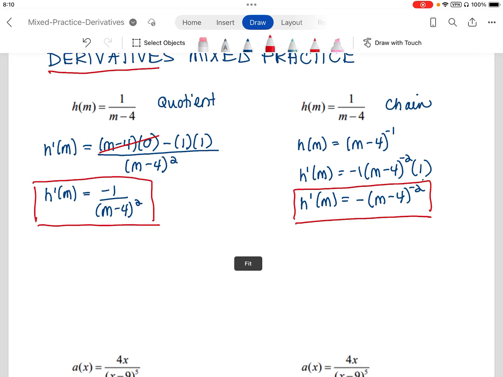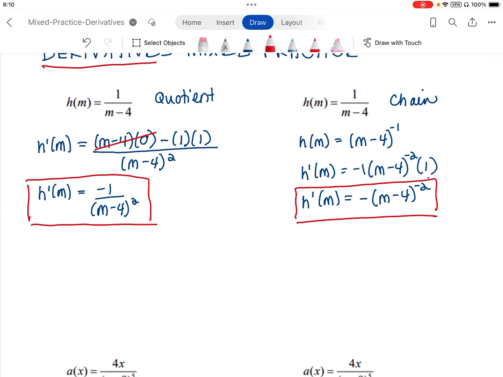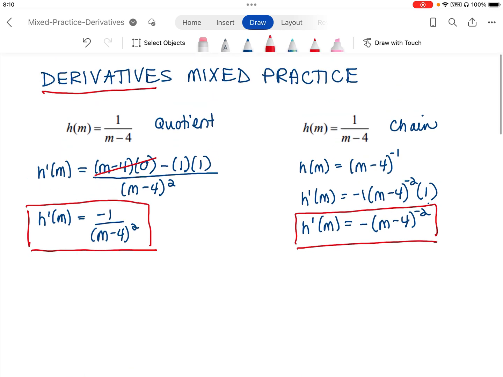Okay, so looking at these two, they are equivalent to each other, right? They look a little different, but if you really think about simplifying out the negative exponent, they are the same. Okay, so either one of these are fine. So whichever way you want to do the problem and whichever way seems easier or better to you, then that's the way you should do it.